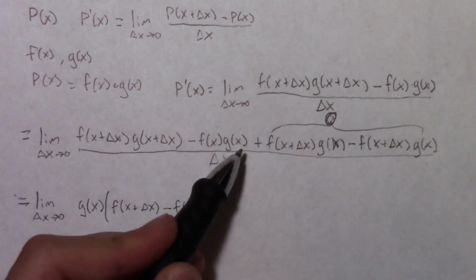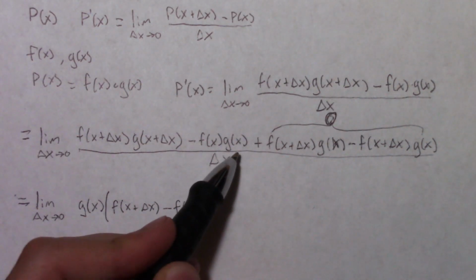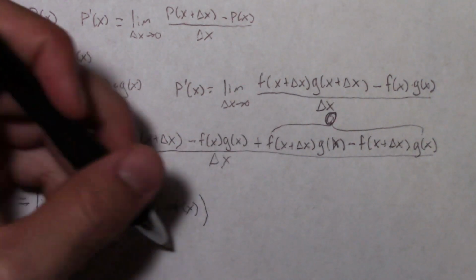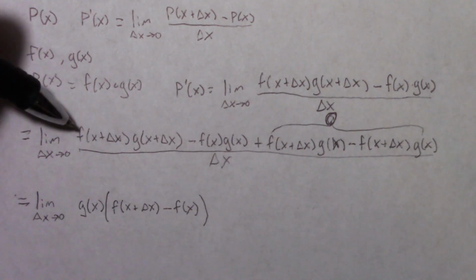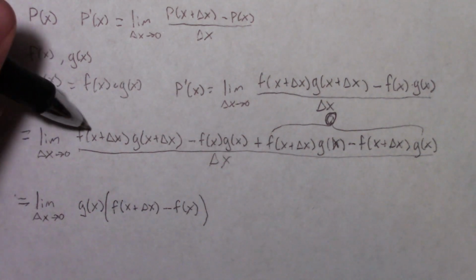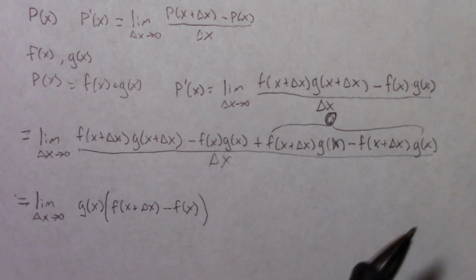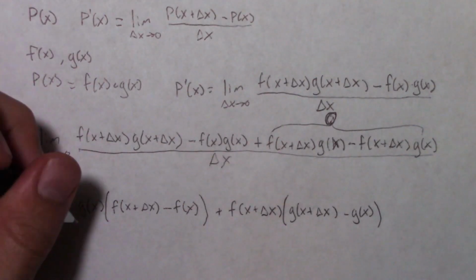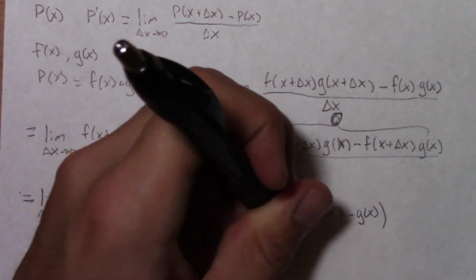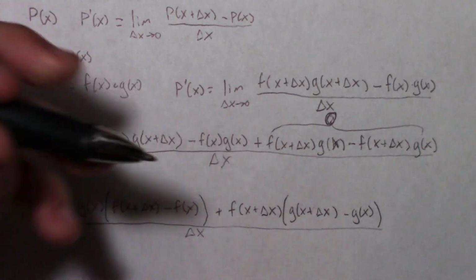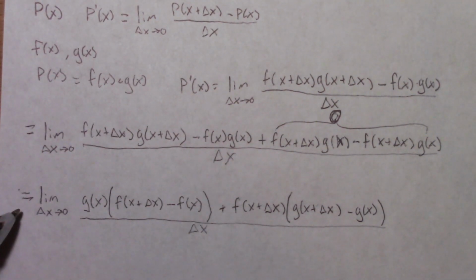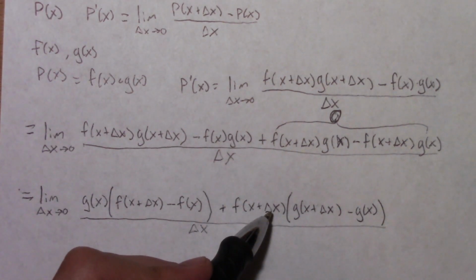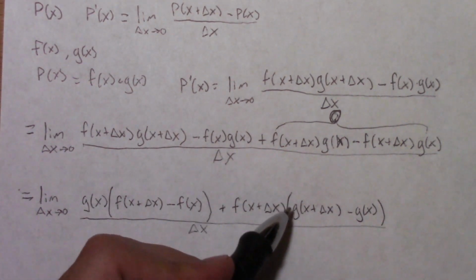First we're going to factor out this first g of x from here and here to go here, and then we're going to factor out this f of x plus delta x from here and here. And this is all still over delta x. Okay, here we are. We now have this expression here, which has factored out g of x and f of x plus delta x from these two other expressions.